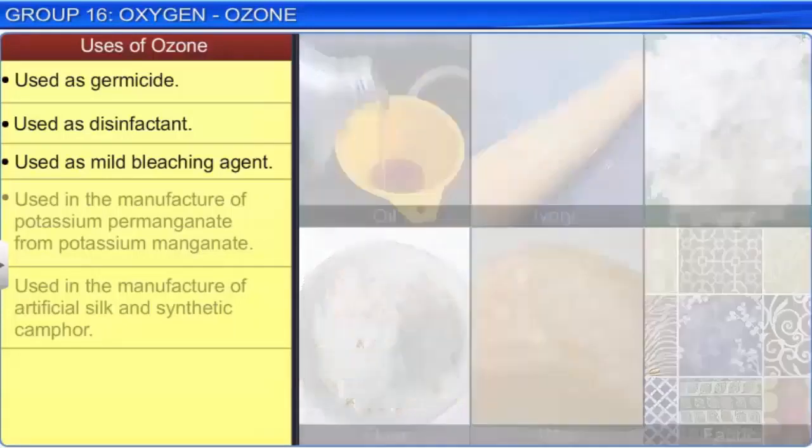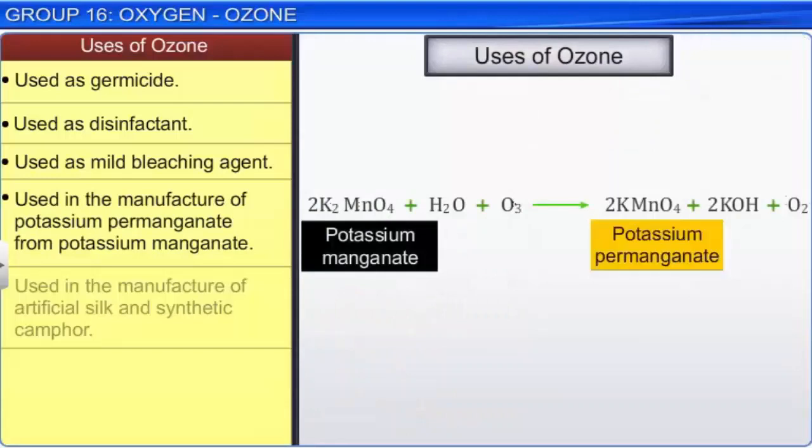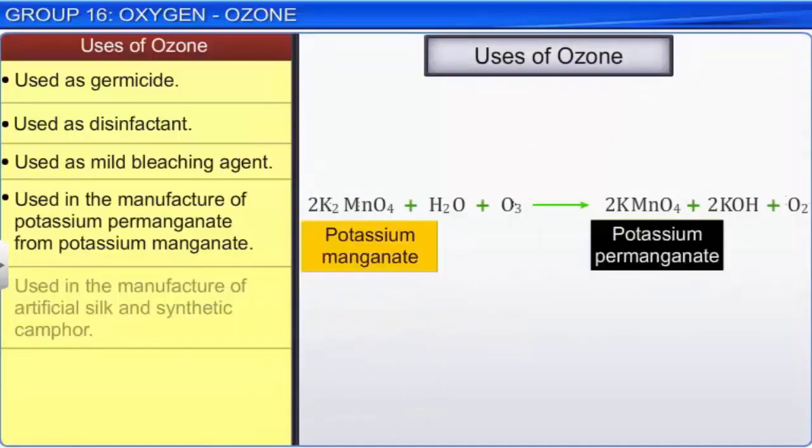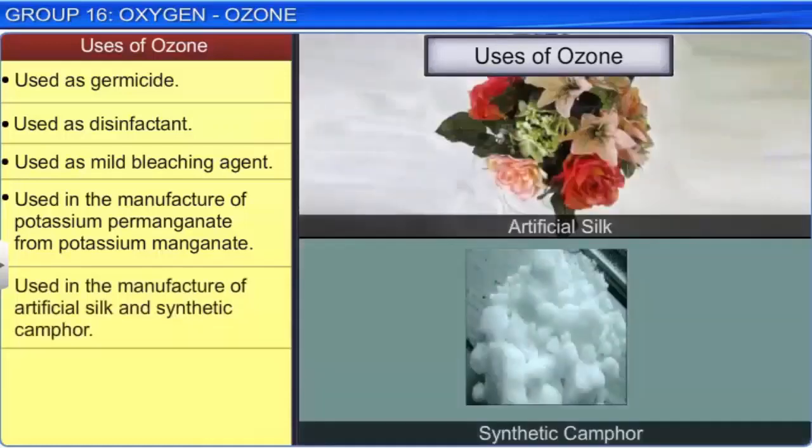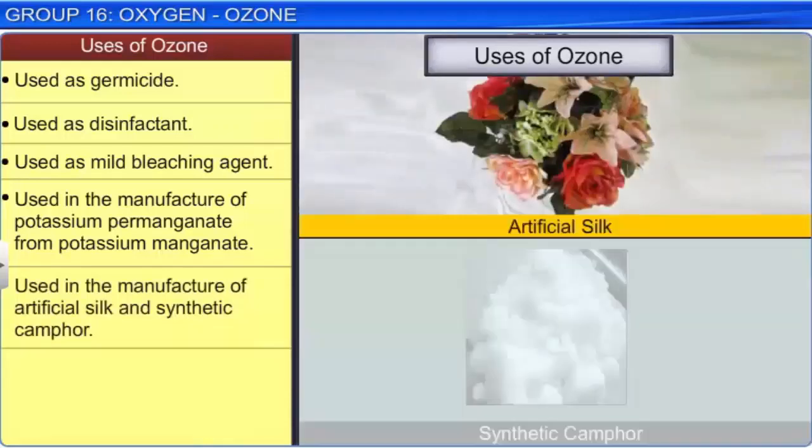It is used in the manufacture of potassium permanganate from potassium manganate. It is also used in the manufacture of artificial silk and synthetic camphor.